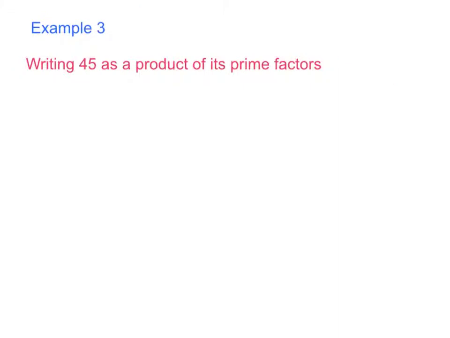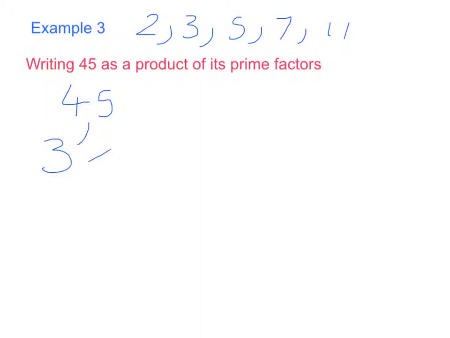Now I'm going to look at an example from scratch, how I would recommend you set them out in your book. This time I want to write 45 as a product of its prime factors. So as usual, I'm going to quickly write out my first few prime numbers just to help me out as I go. Okay, is 45 in the 2 times tables? No, it's an odd number. Is it in the 3 times tables? Well, I know 10 threes are 30, 33, 36, 39, 42, 45. Yes, it is. 3 times 15 gives me my 45.